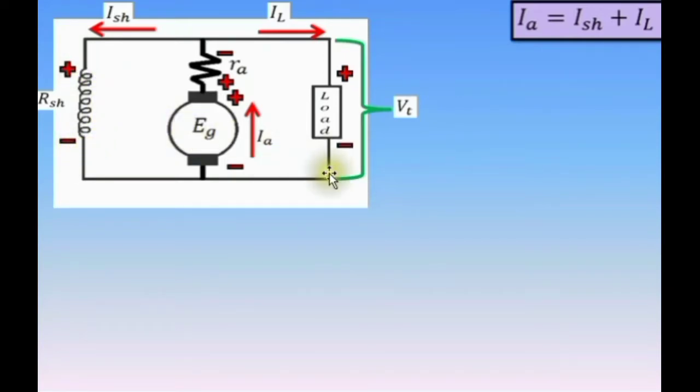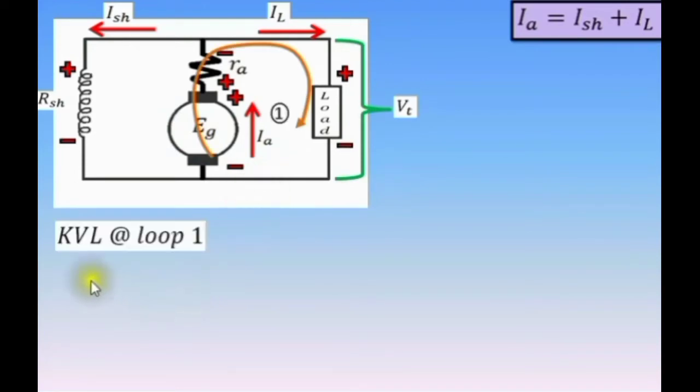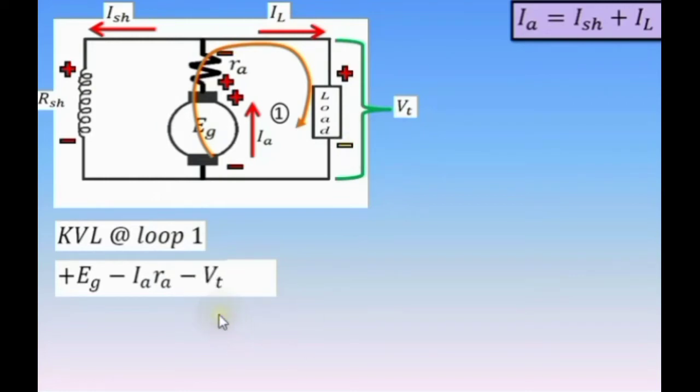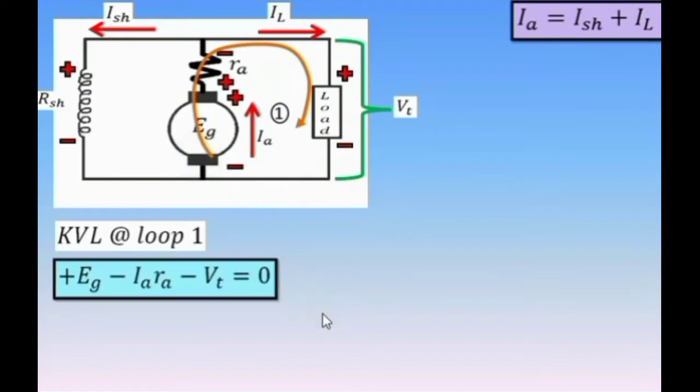Now, going back to this loop, say loop 1, using Kirchhoff's voltage law, so we have Kirchhoff's voltage law at loop 1. First, we have the positive EG. Then the loop passes through the armature circuit resistance, that is negative. Multiply this by the current flowing through it, which is armature current IA. So we have negative IA times RA. Then we go to the terminal voltage, so we have here negative VT. And we equate this to 0 since we're going back to where we started at the armature. These are the two main equations that we will be using.